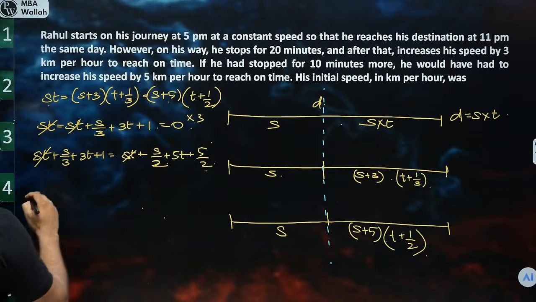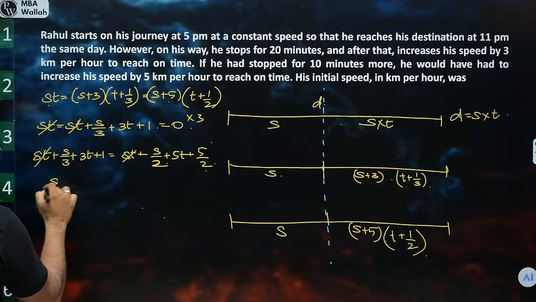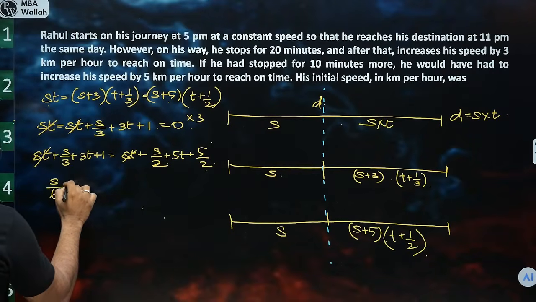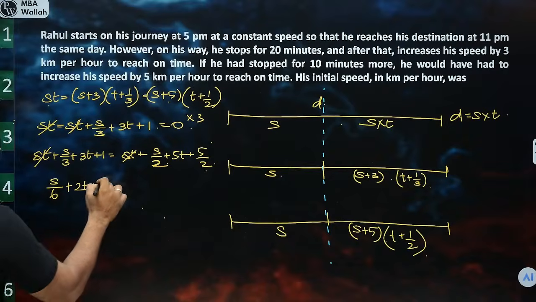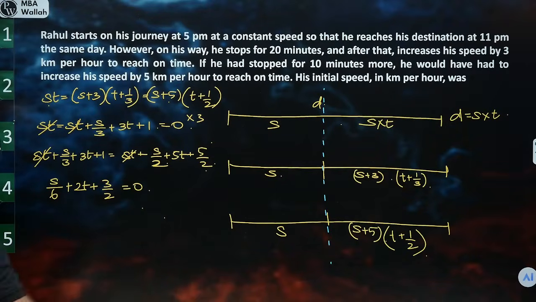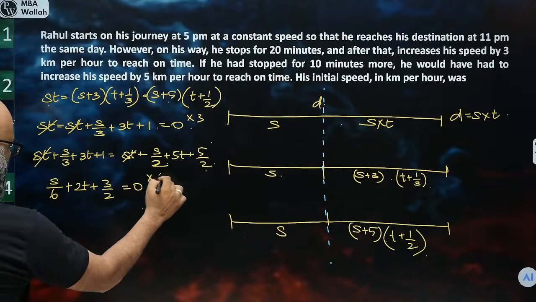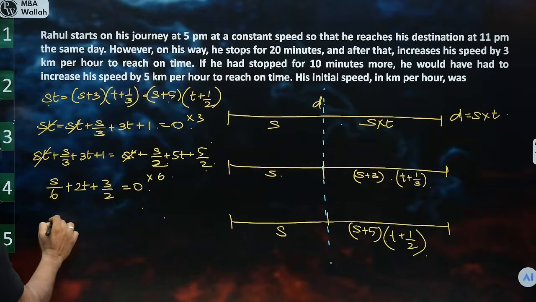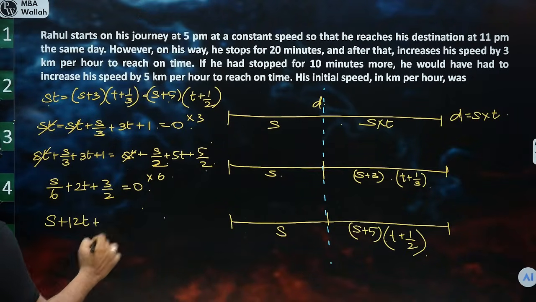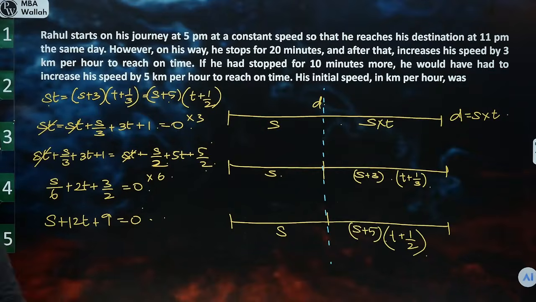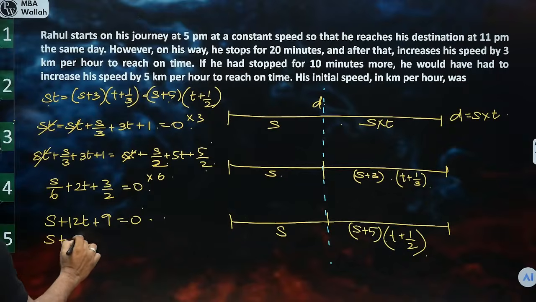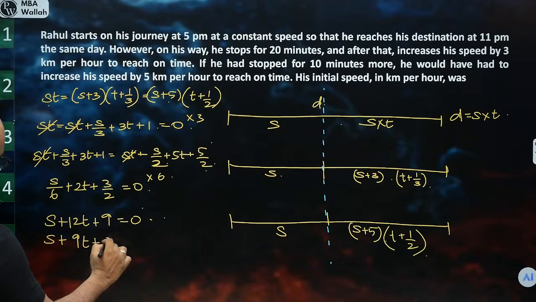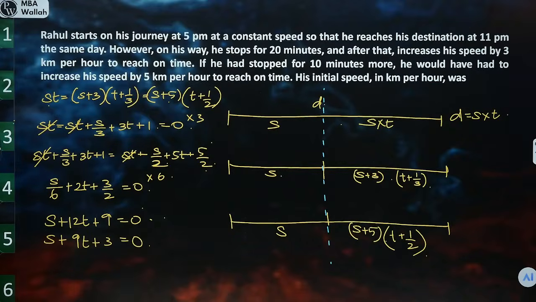Bring everything over here. So this will become s by 6 plus 2t plus 5 by 2 minus 3 by 2 equals to 0. So multiply this entire equation by 6. I will get s plus 12t plus 9 equals to 0. Multiply this equation by 3. S plus 9t plus 3 equals to 0. Why am I getting negative t?